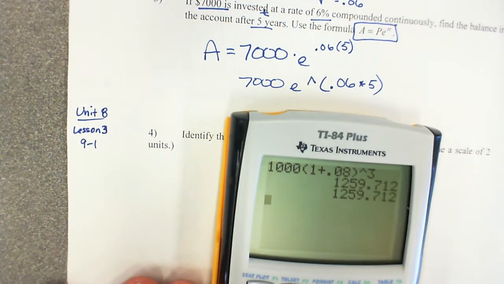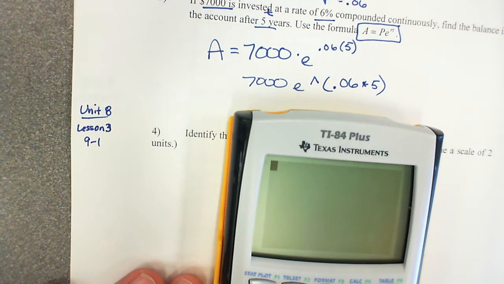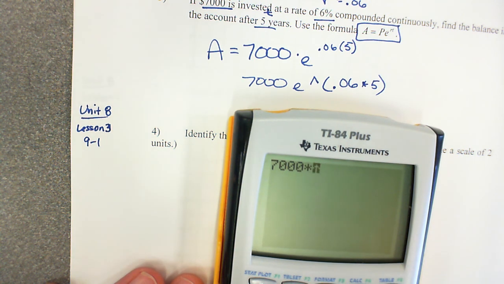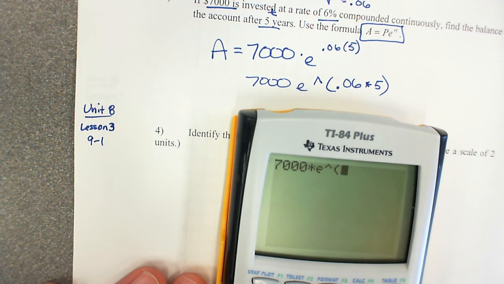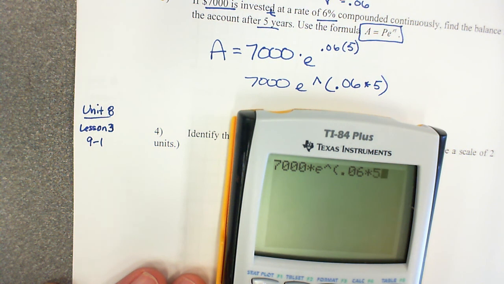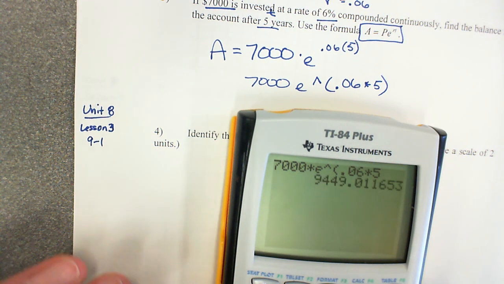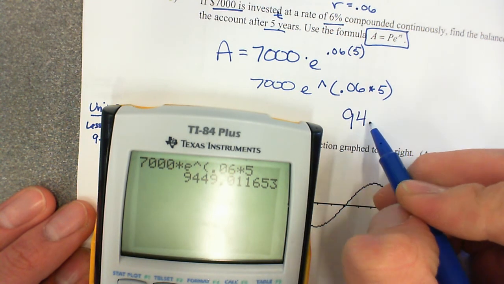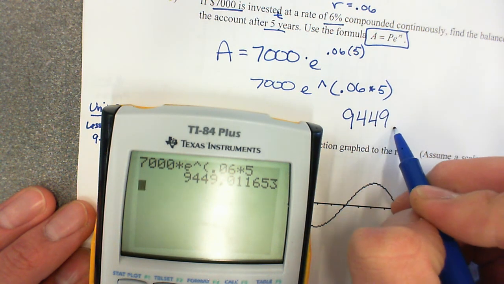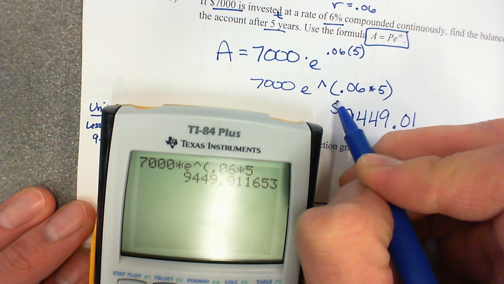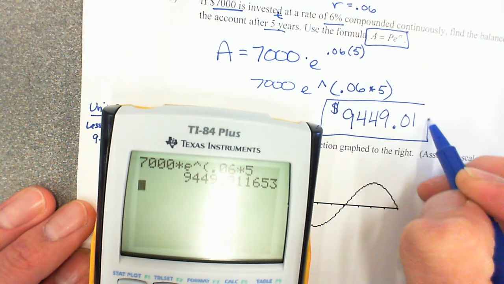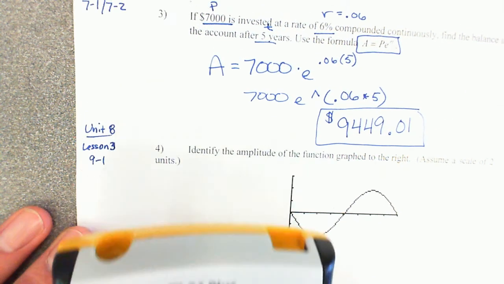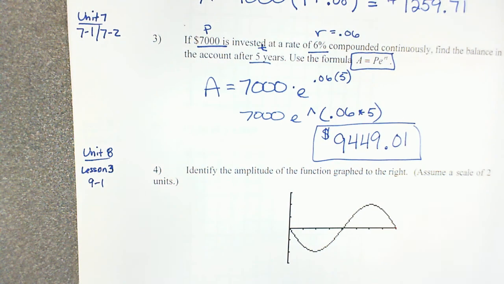So let's look at entering that in the calculator. Clear that out. 7,000 times second function, ln, which gets you e to the power, 0.06 times 5. And there we go. So our final answer here is $9,449.01. Okay? So those are the first 3 problems that were covered in Unit 7.